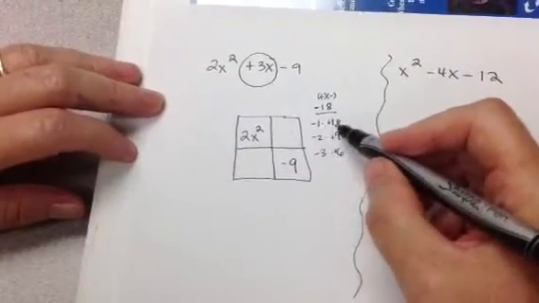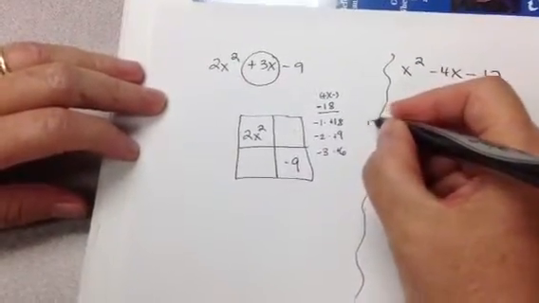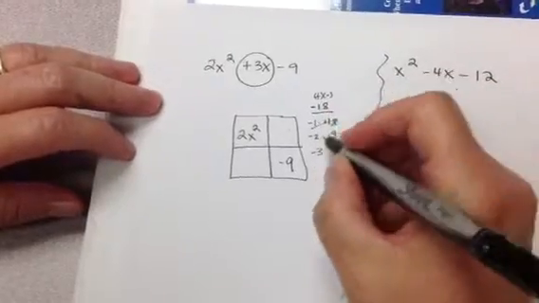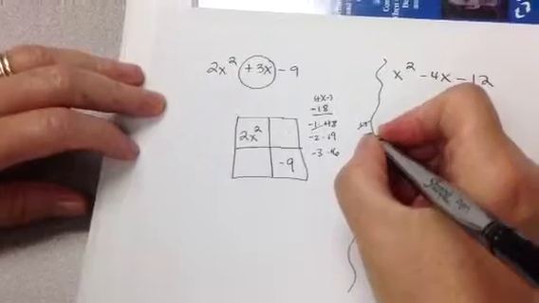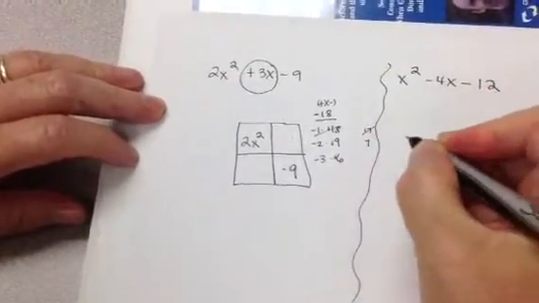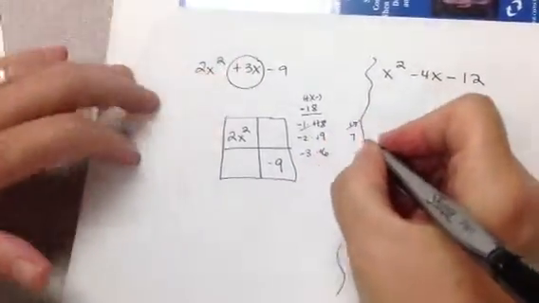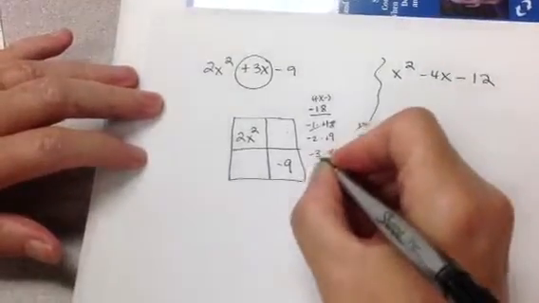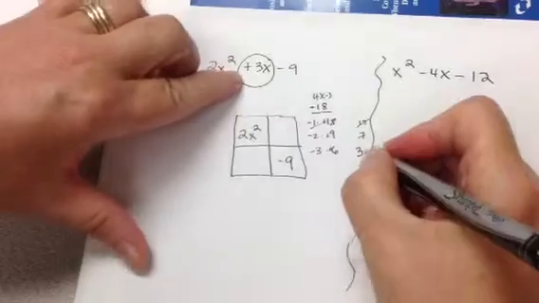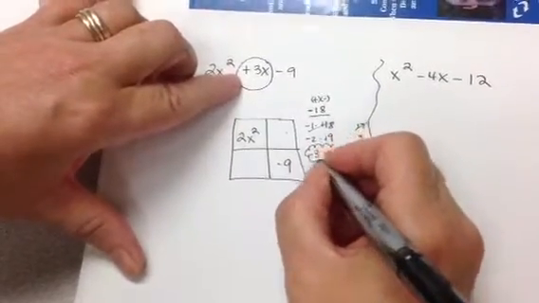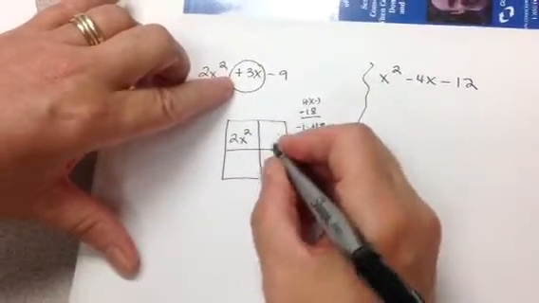Now I can look and see, do any of these add up to positive 3? Well, negative 1 plus 18 would be 17. That's not going to help me. Negative 2 plus 9 is going to give me a positive 7. And that's great, but that's still not going to help me because I'm looking for the 3. But negative 3 plus 6 gives me positive 3, which is what I need. So these are the two factors that I'm going to use for these boxes.